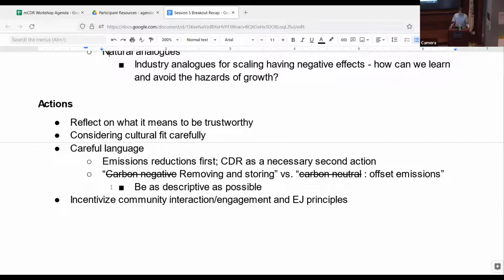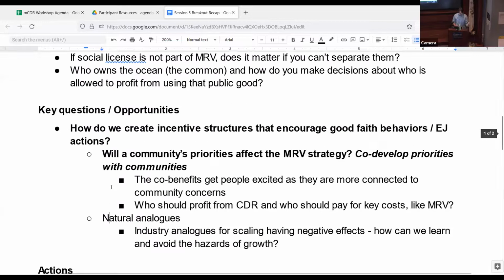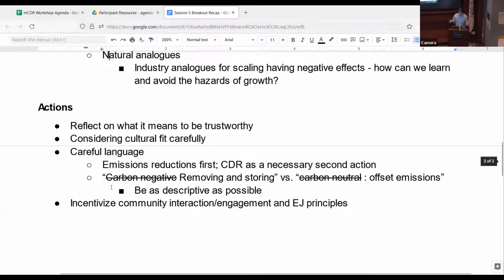So being descriptive, talking about how we're removing and storing carbon, matters, because the word offsets can give you the idea that you're emitting more so that you can offset. It's important to be descriptive. You can go look at these later on, but I think those were the main points we were trying to talk about.